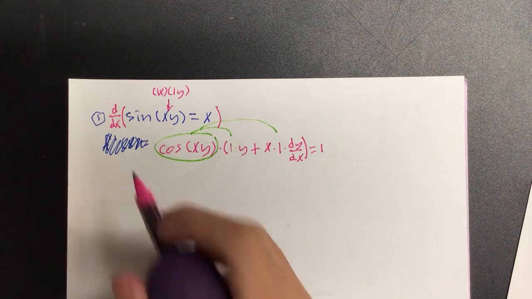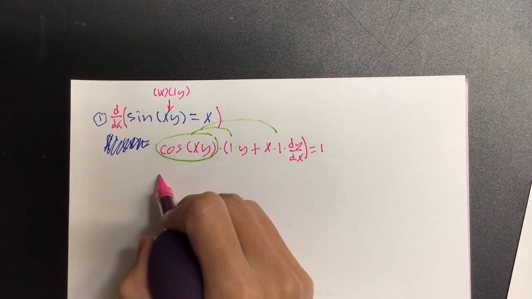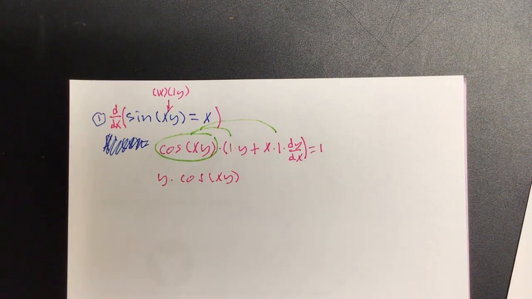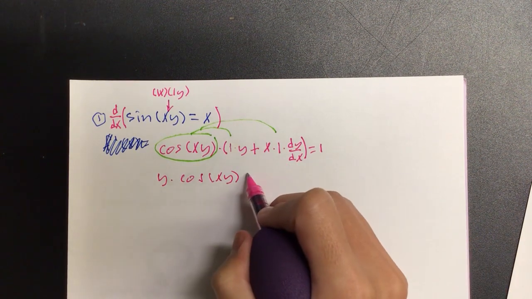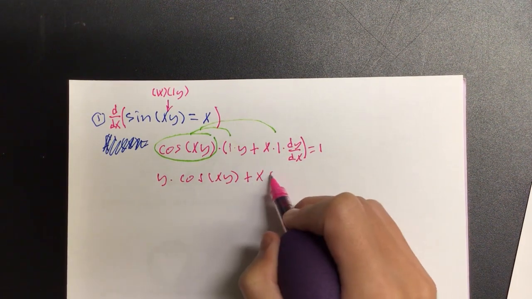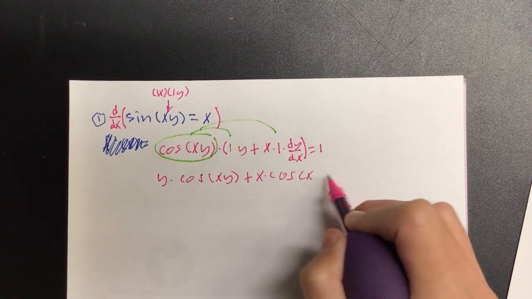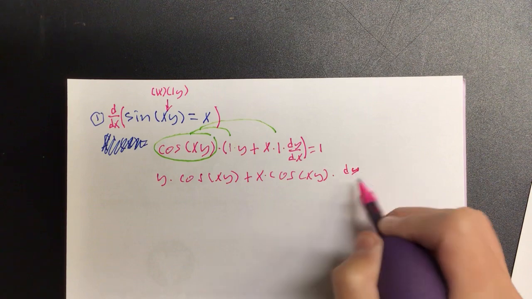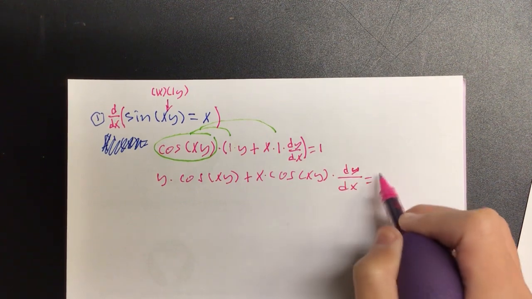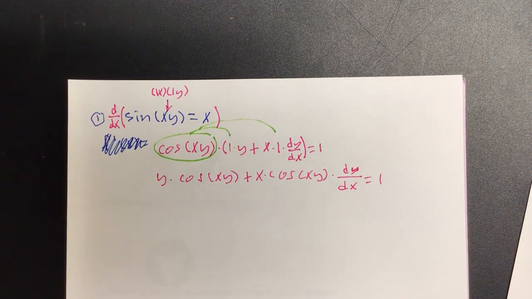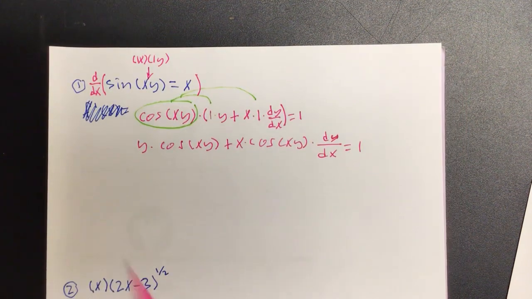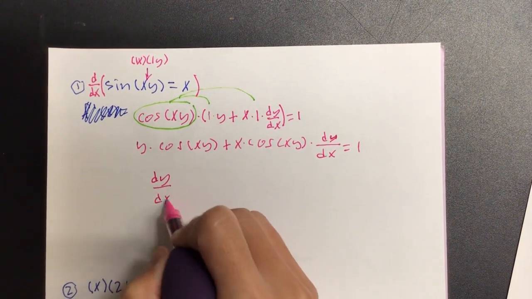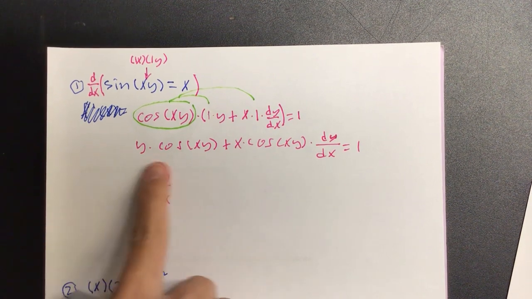So when I distribute, we get y times cosine of xy. And then the next one is plus x times cosine of xy dy over dx. Over dx is equal to 1. And we're trying to make dy over dx by itself. So we're going to start by subtracting this guy.